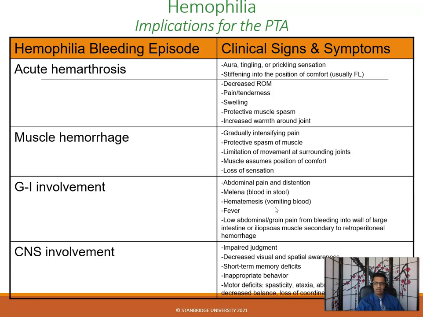What if they have GI involvement? Abdominal pain, distension, blood in the stool, vomiting blood, fever. So anytime they have blood coming out of the GI tract or the oral cavity, we've got to be very careful. What if they have CNS involvement? They're going to have impaired judgment, short-term memory deficits, inappropriate behavior, motor deficits such as spasticity, ataxia, abnormal gait, decreased balance, loss of coordination.